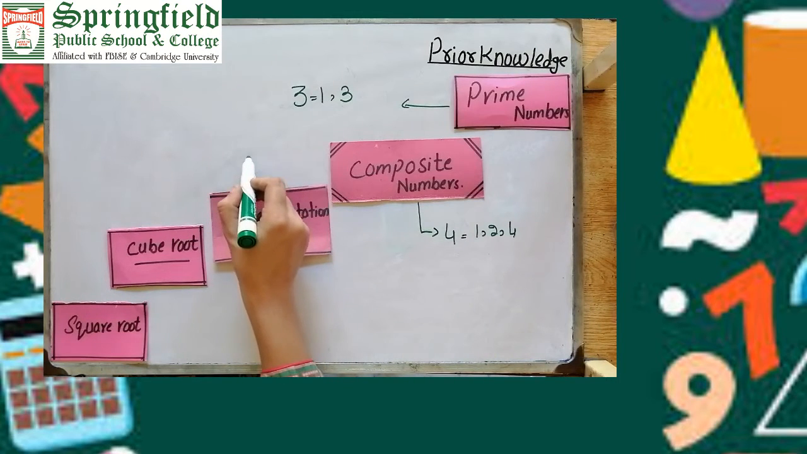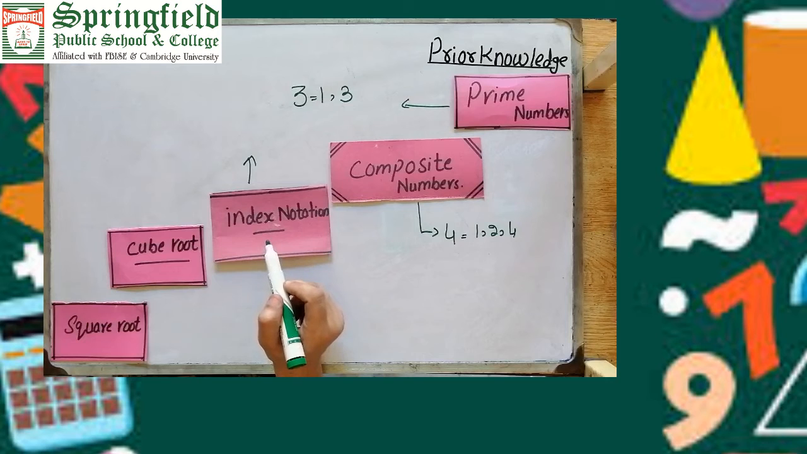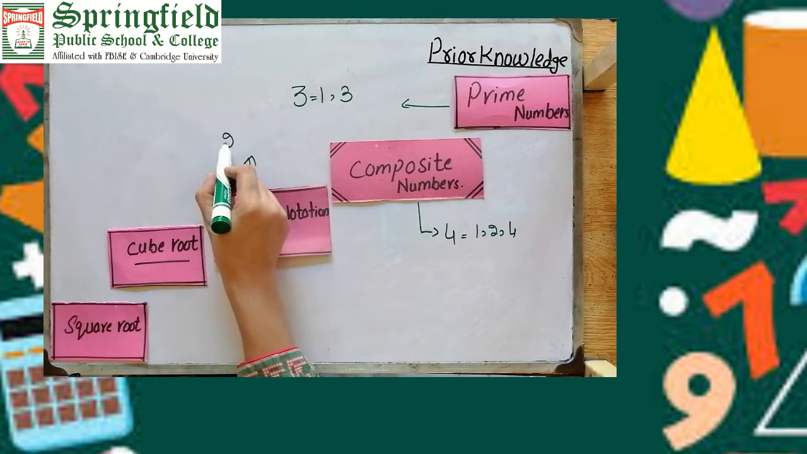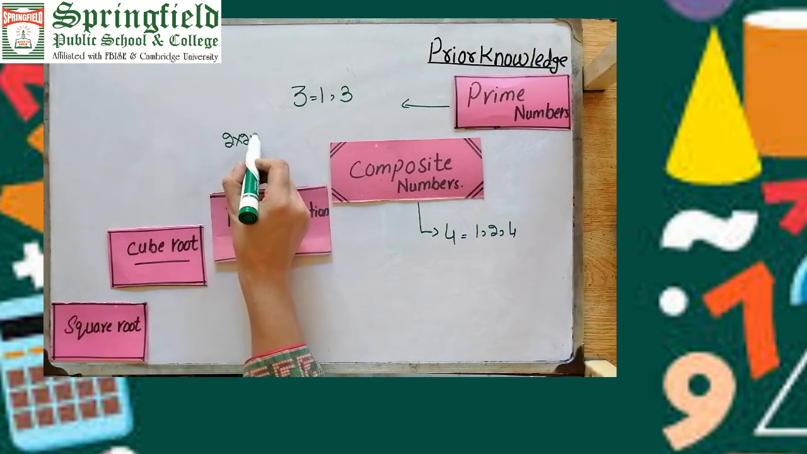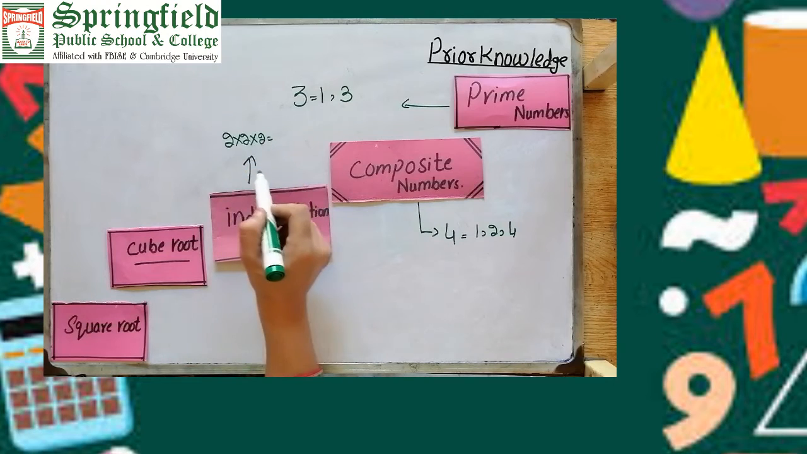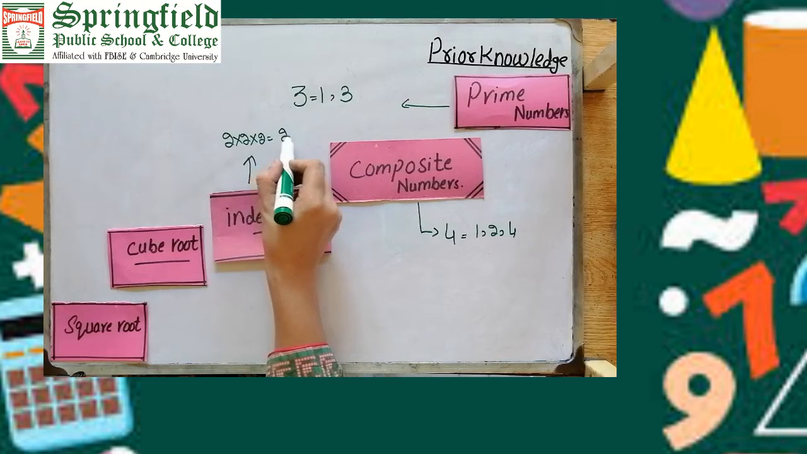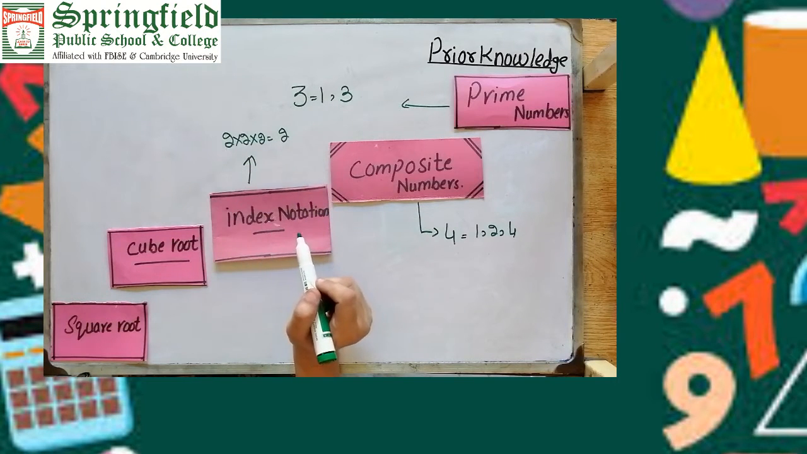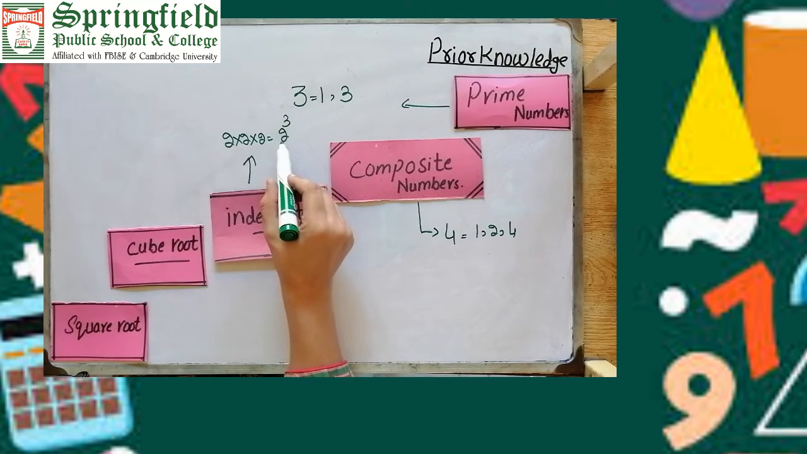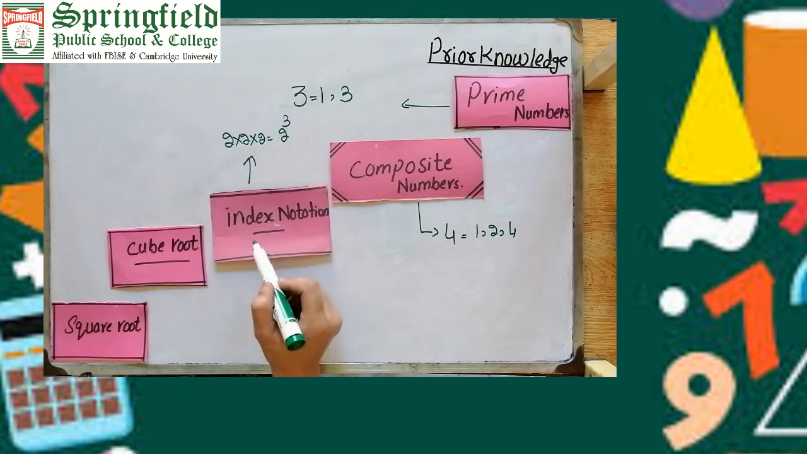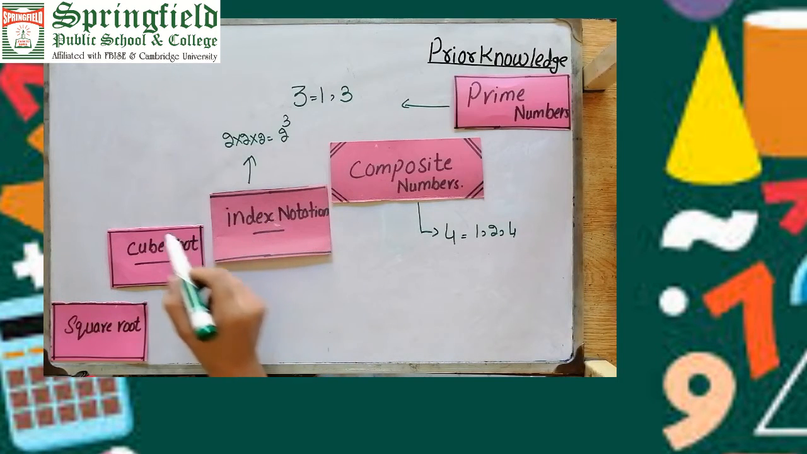Index notation. Index means power. The power of any number is called the index of that number. Let 2 multiply 2 multiply 2. There are 3 times 2, so we can write it in index notation. 2, how many times? 3 times. So we will write 2 power 3. It means the index of 2 is 3. Index means power.